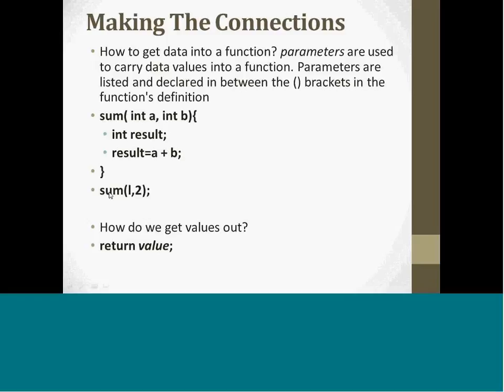So the function is to be used in your main code. In your main code you can call sum, and in the brackets you pass 1, 2 into the function. It will calculate A plus B. How do we get the result of the calculation out of the function? We use the keyword return.